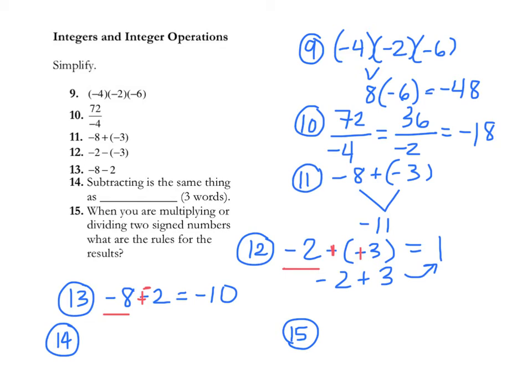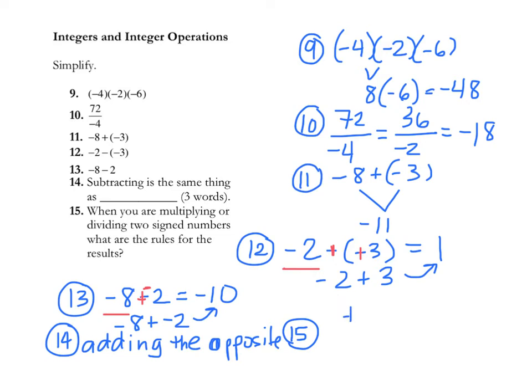All right, negative 8 minus 2, keep, switch, switch. Negative 8 plus negative 2, which is negative 10. So number 14, subtracting is the same thing as adding the opposite.